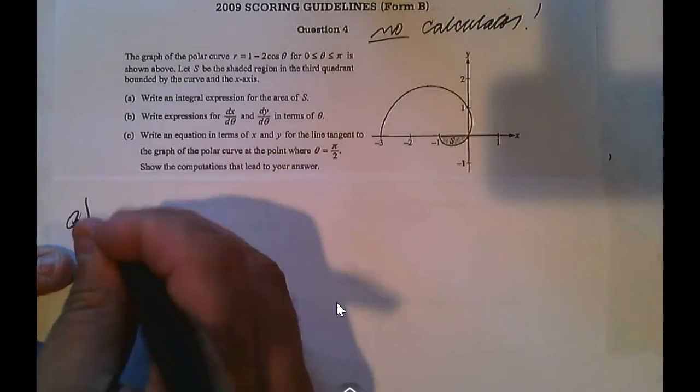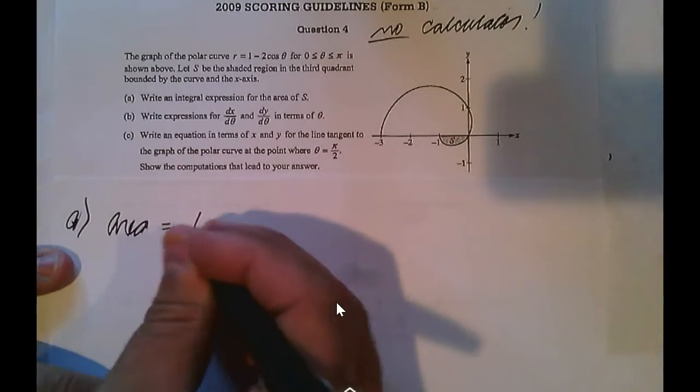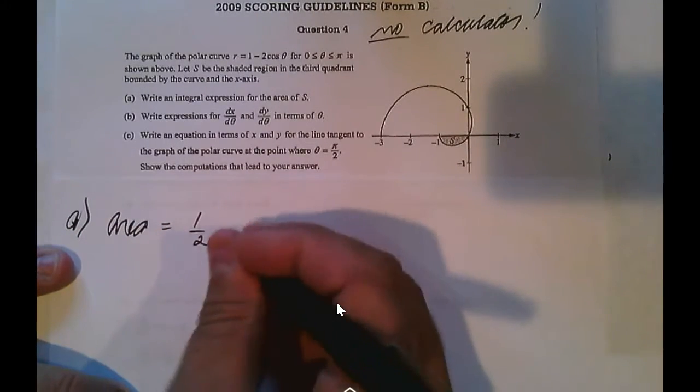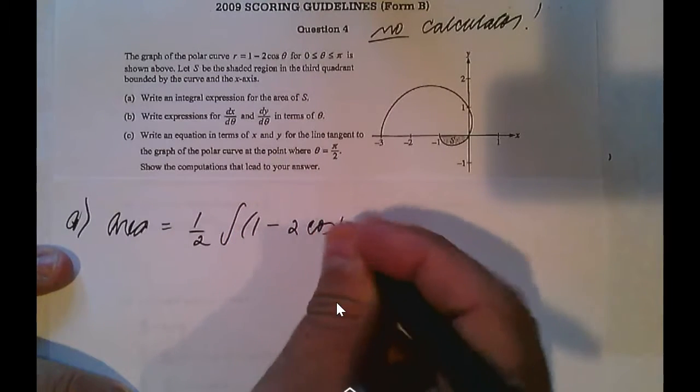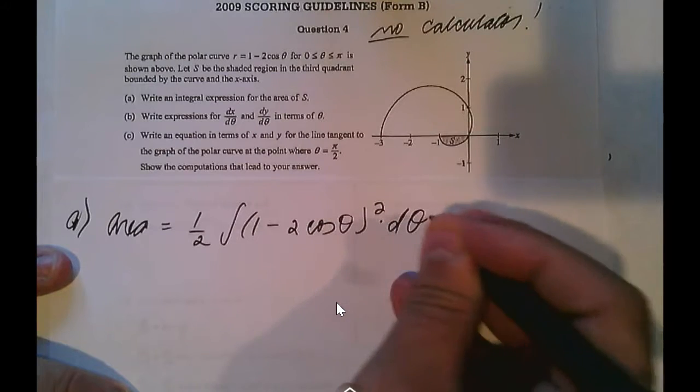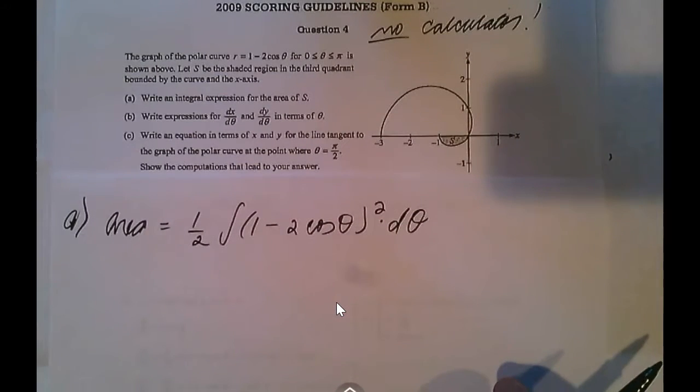Now, we know how to find area. We're really good at this. It's going to be 1/2 an integral. You take your radius, which in this case is 1 minus 2 cosine theta, you square the whole thing, and integrate with respect to theta.